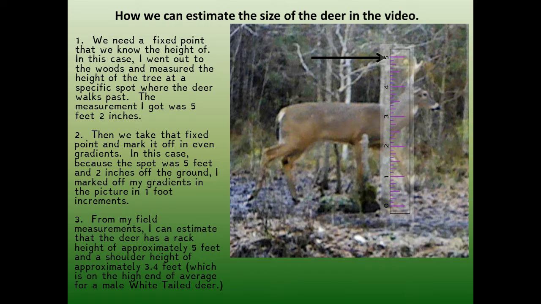So from this, I can estimate that the deer has a rack height or antler height of approximately 5 feet off the ground. And I can estimate his shoulder height, which is right here, at approximately 3.4 feet, which is really on the high end of average for a male white-tailed deer.